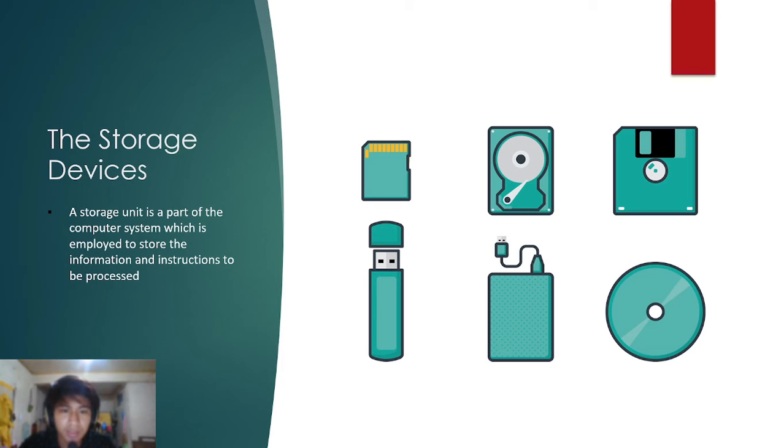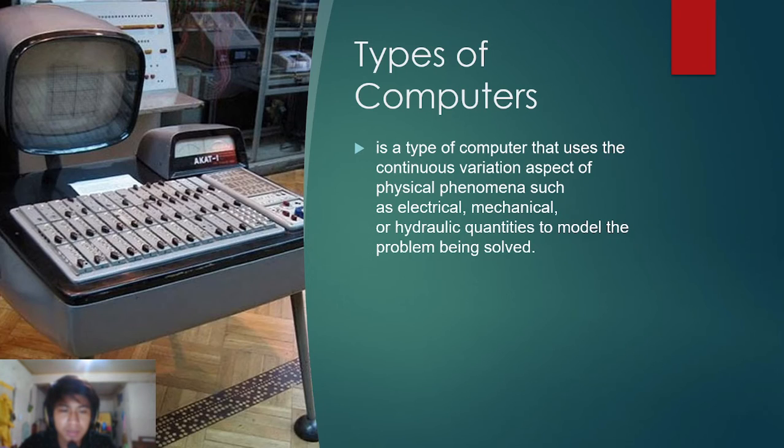Slide 14. There are three different types of computer. First is the analog computer. It is a type of computer that uses the continuous variation aspect of physical phenomena such as electrical, mechanical, or hydraulic quantities to model the problem being solved. Analog computers are in use for some specific applications like the flight computer in aircraft, ships, submarines, and some appliances in our daily life such as a refrigerator, speedometer, etc.